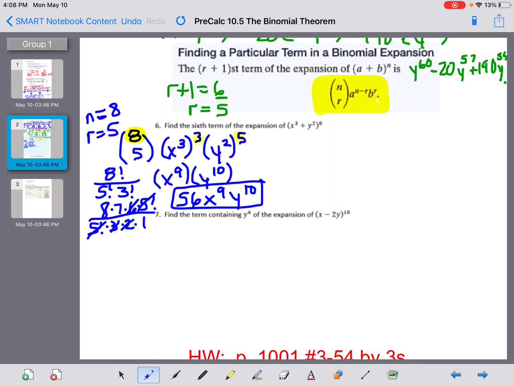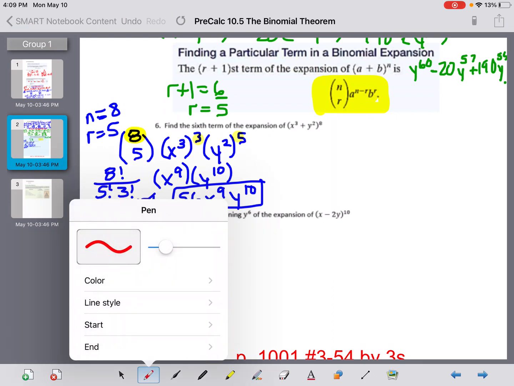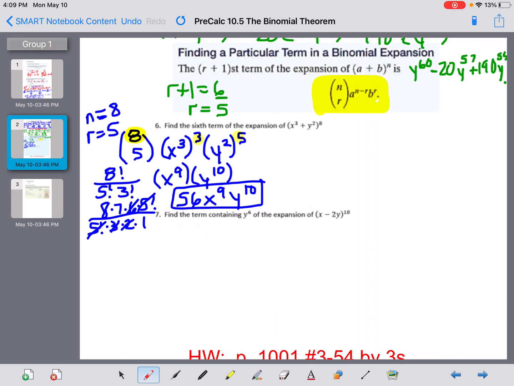All right. Number 7 asks it a little bit differently. It says, find the term that contains y to the 6th of the expansion of (x minus 2y) to the 10th. All right, so I know my top number is 10. I know I have x to some power, and I know I have negative 2y. What power would give me y to the 6th? Well, that'd be 6, right? Which means I need to make this one 4, so my 2 numbers add up to 10, which means my r in this case is 6, okay? So if I know this needs to be 6, this has to add to it to make 10, and then I follow from there.